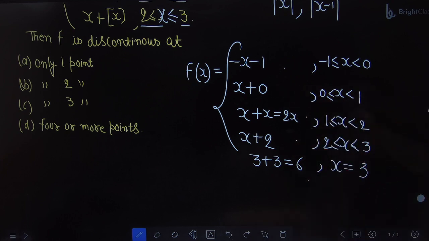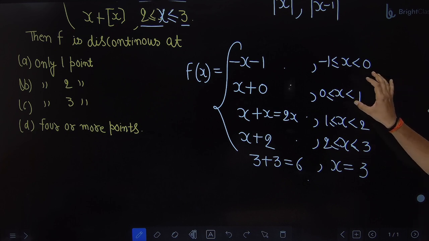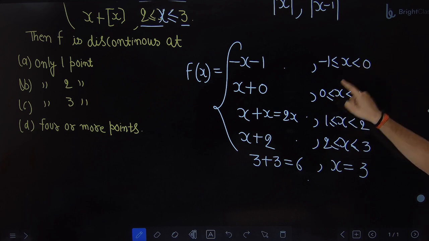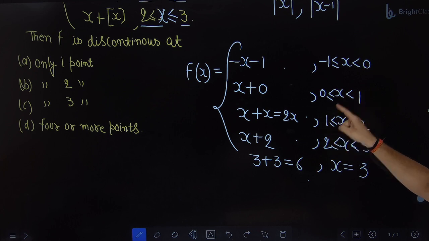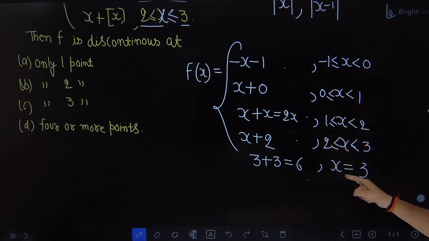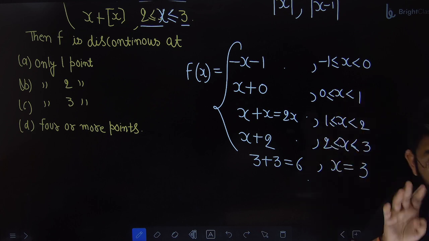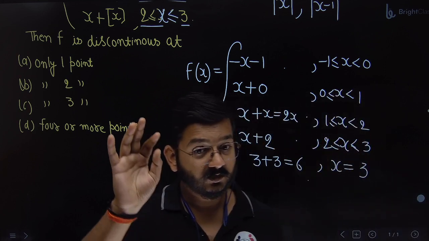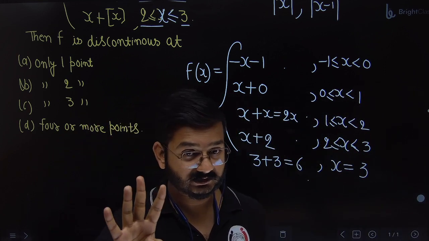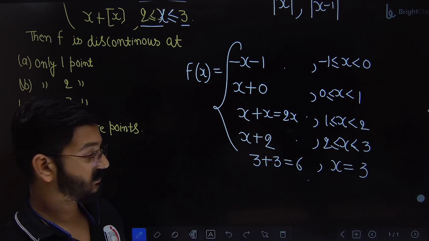So if you see, at how many points can you check the continuity? 0, 1, 2, and 3. So how many points are there to check? 0, 1, 2, 3. 4 points. So check all the points and tell the answer.